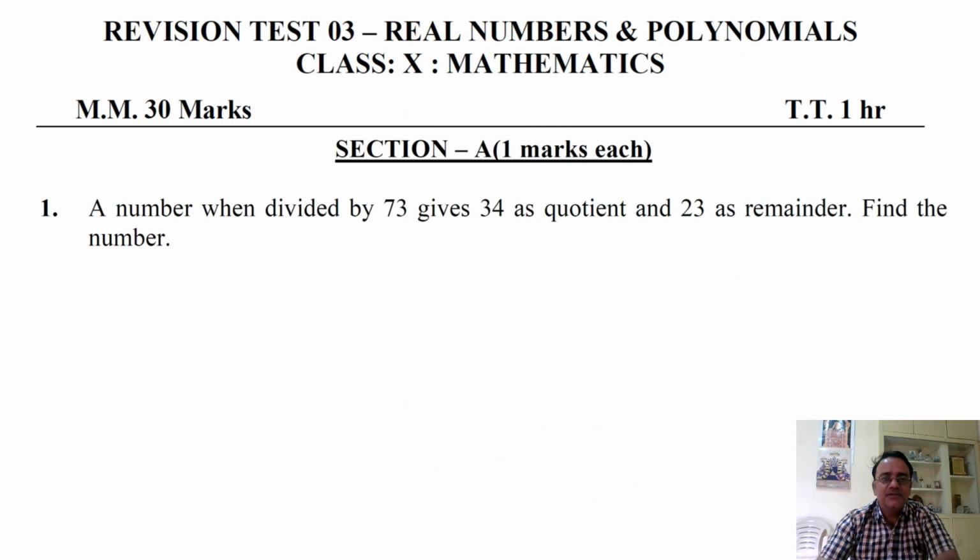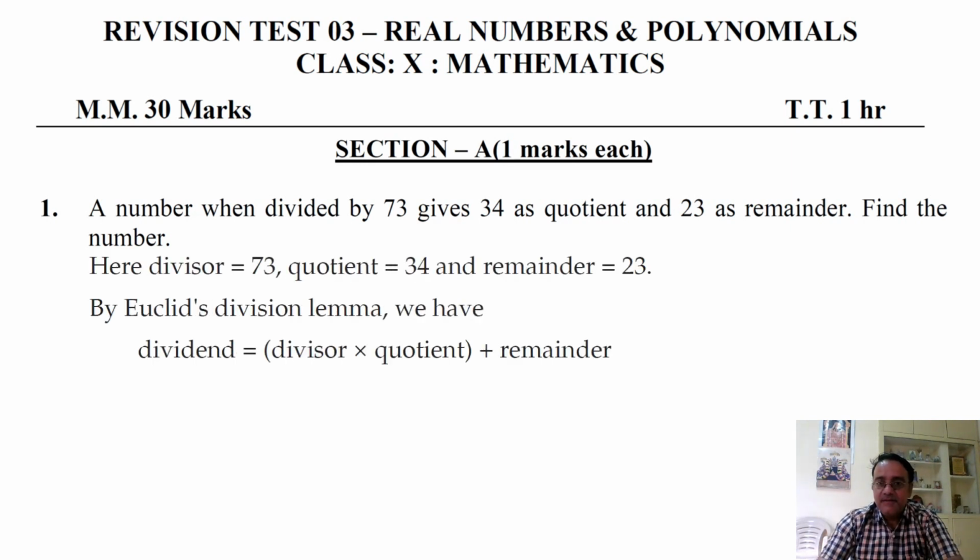Section A, first question. A number when divided by 73 gives 34 as quotient and 23 as remainder. Find the number. So you have studied a division rule, Euclid's division lemma also you have studied. So divisor here is given 73, quotient is 34, remainder is 23, and we know that dividend is equal to divisor into quotient plus remainder.